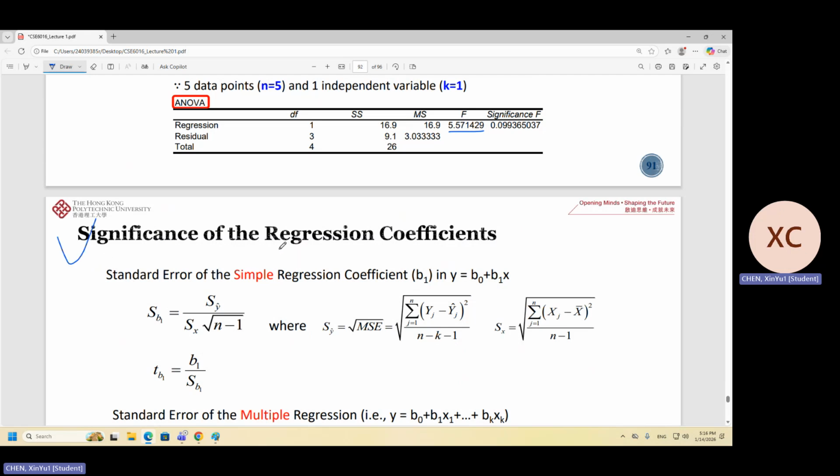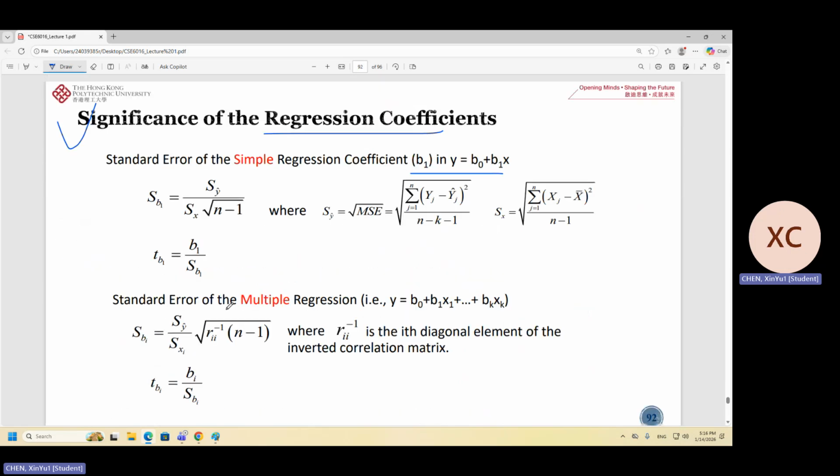And then for the significance of the regression coefficient, the errors and the T value. Have you heard about the T value? It can be known as the T value in the regression model, maybe no. So to answer the first question, are the betas statistically significant enough?